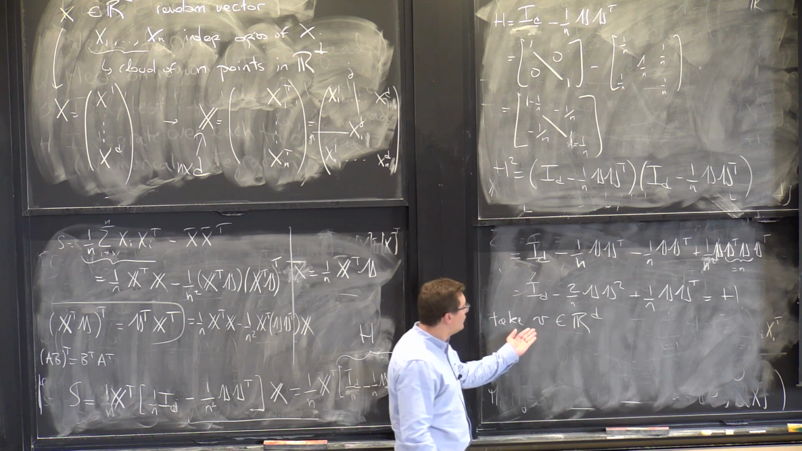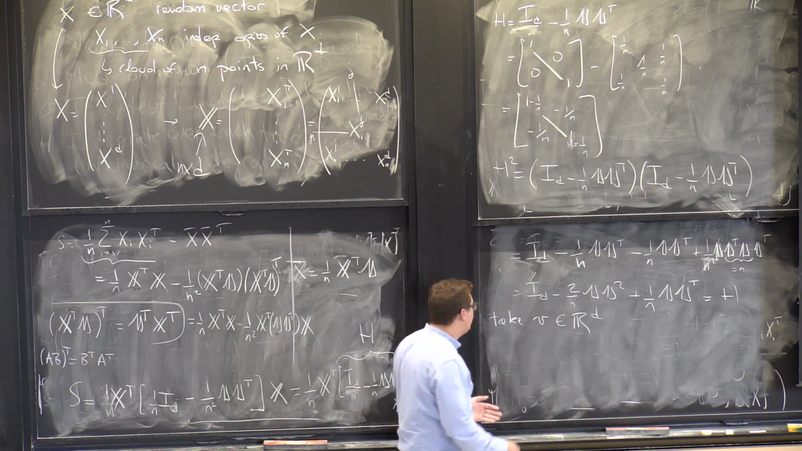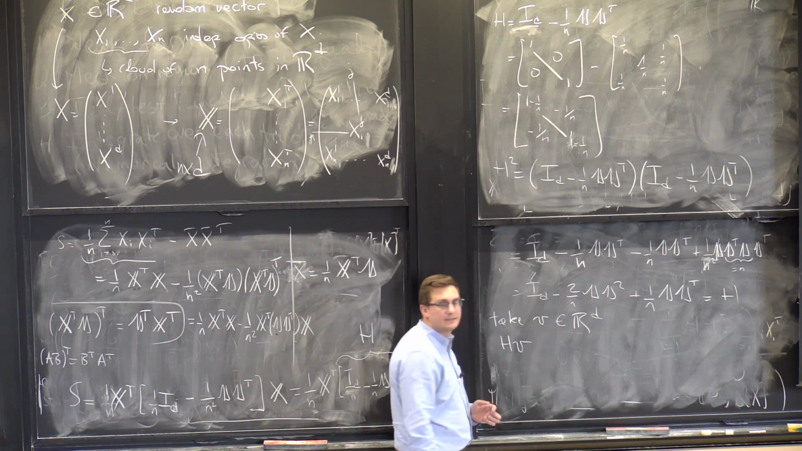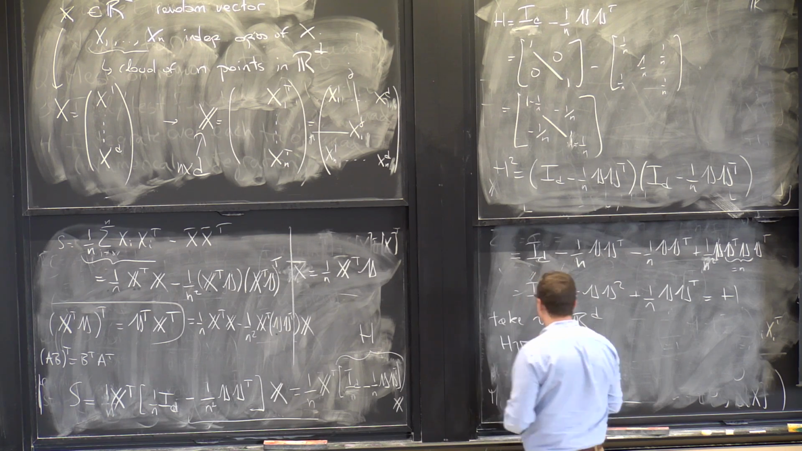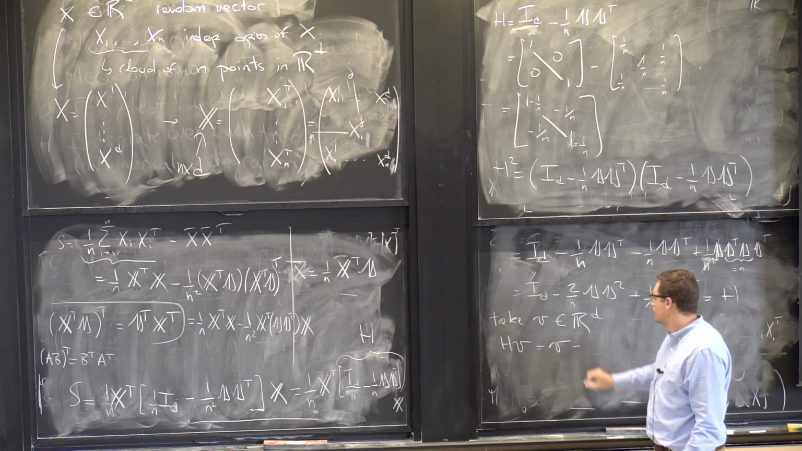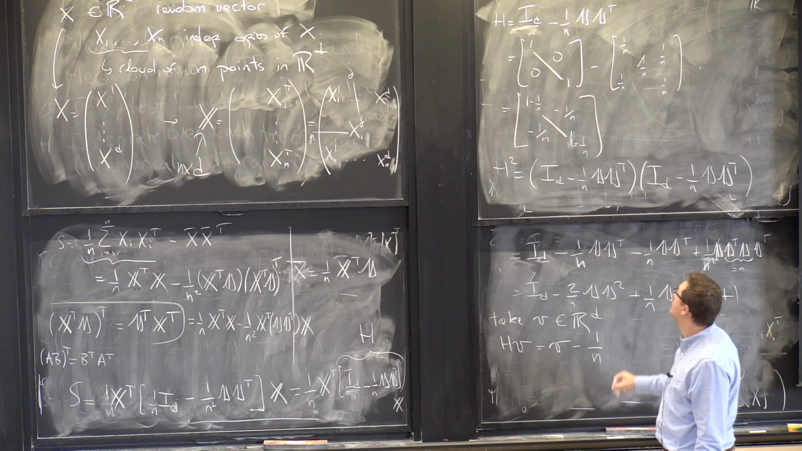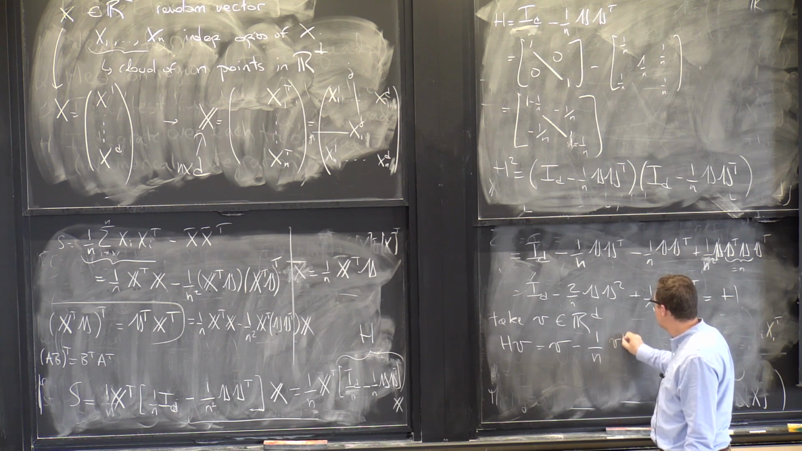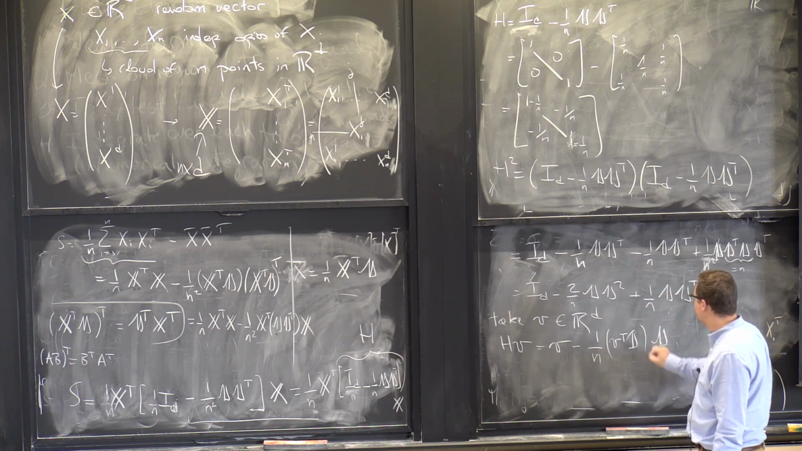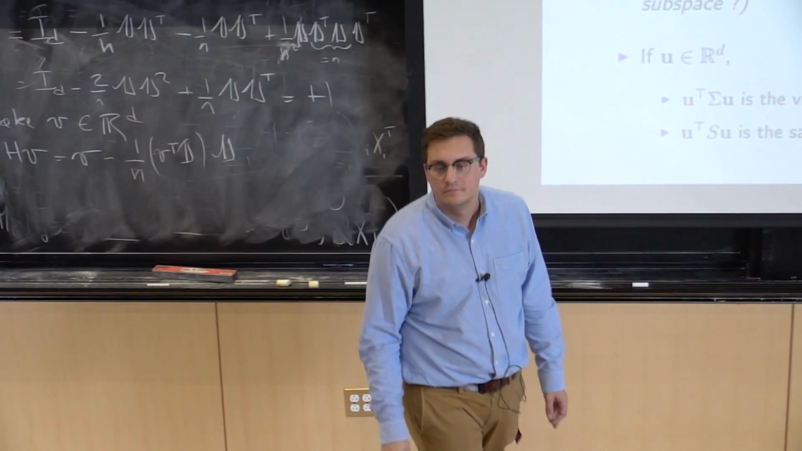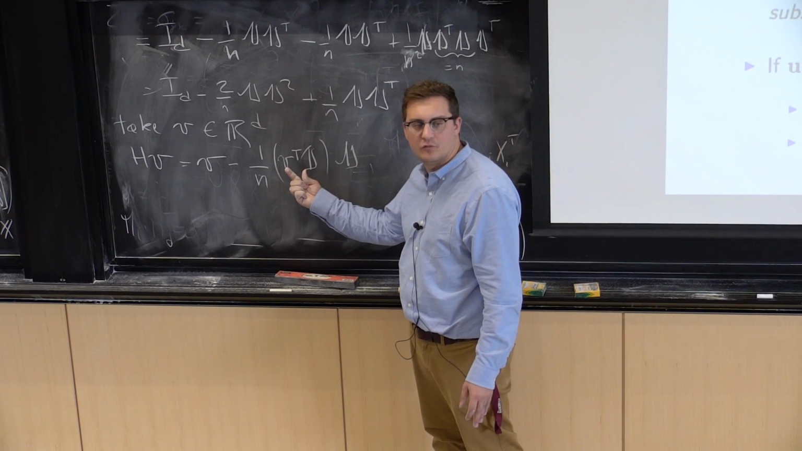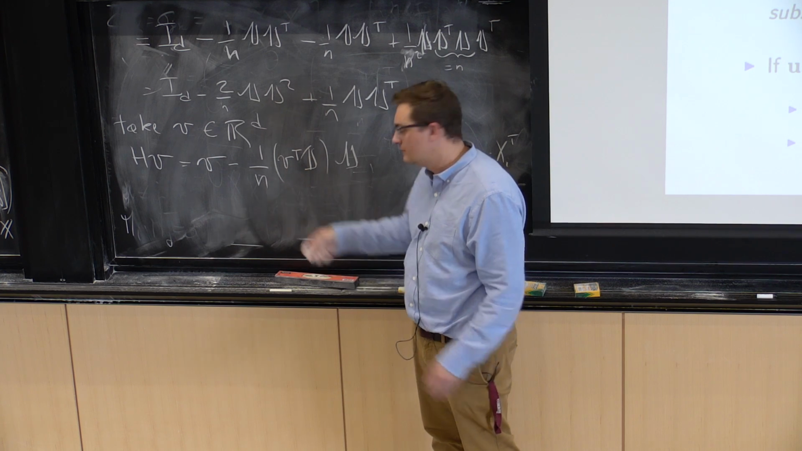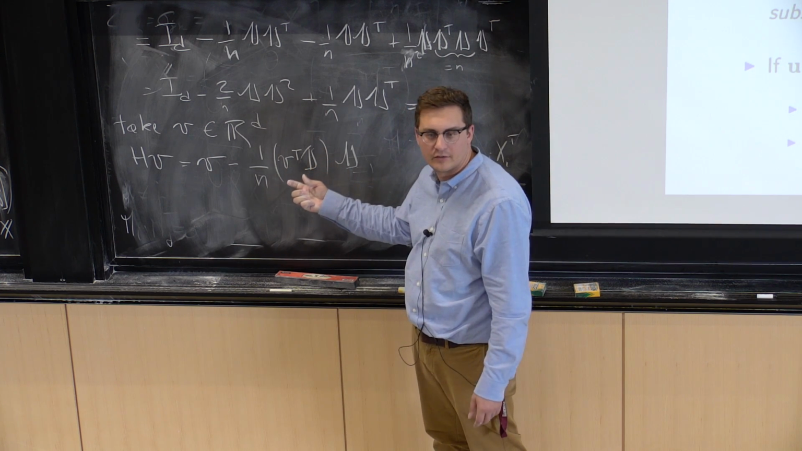And let's see what taking v and applying h to it looks like. Well, it's the identity minus something. So it takes v and it removes something from v. What does it remove? Well, it's 1 over n times v transpose 1 times the all ones vector, right? Agreed? I just wrote v transpose 1 instead of 1 transpose v, which are the same thing.